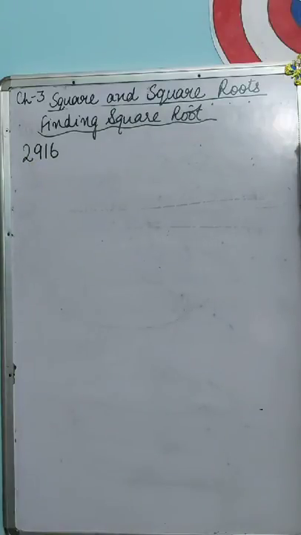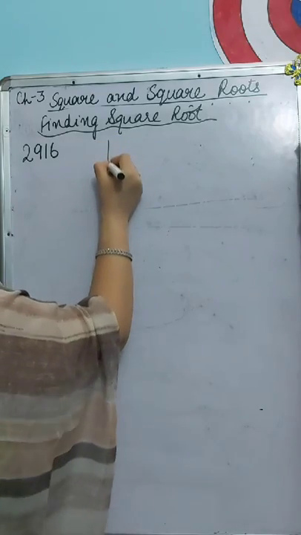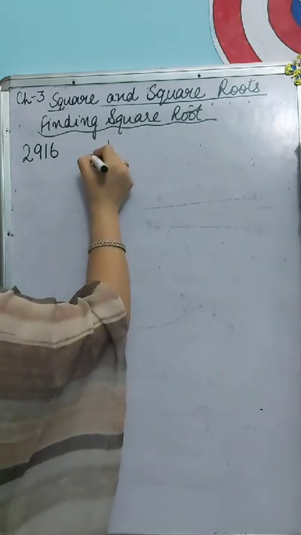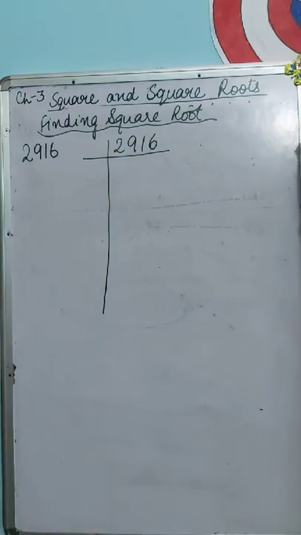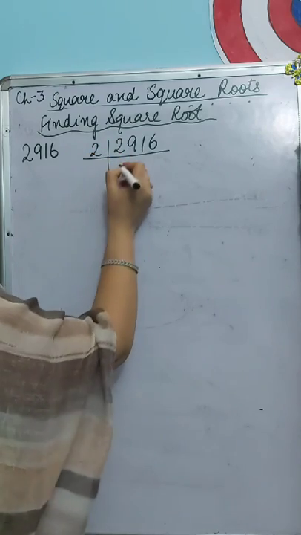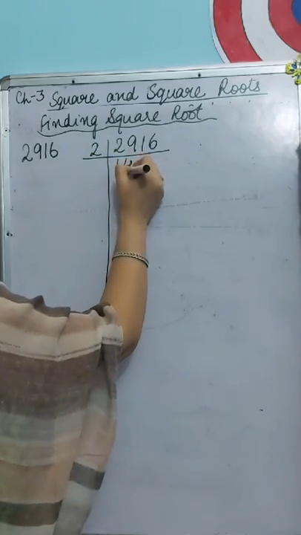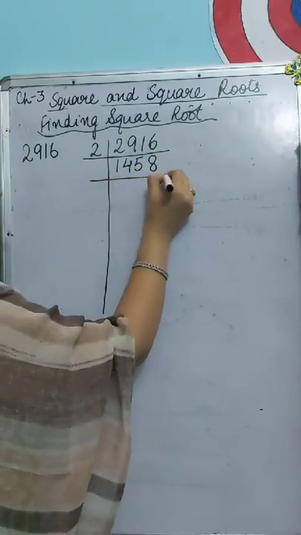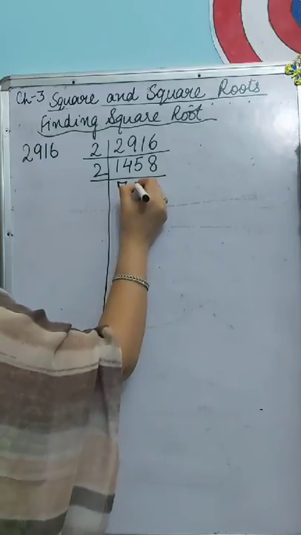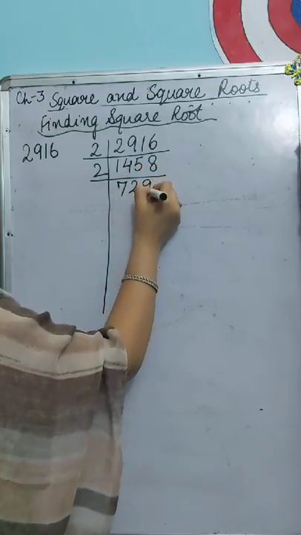So first, find out the prime factorization of the given number. The first step is to express the given number as a product of prime factors, and the third is to make pairs of the similar factors. So first I am going to do the prime factorization. You all are very familiar with prime factorization. 2916. The first prime factor will be 2. 2 ones are 2, 2 fours are 8, 1 left, 10, 2 fives are 10, 1 left, 2 eights are 16. Again 2, 2 sevens are 14, 2 twos are 4, 1 left, 2 nines are 18.